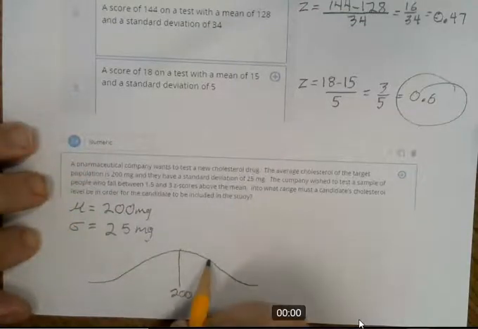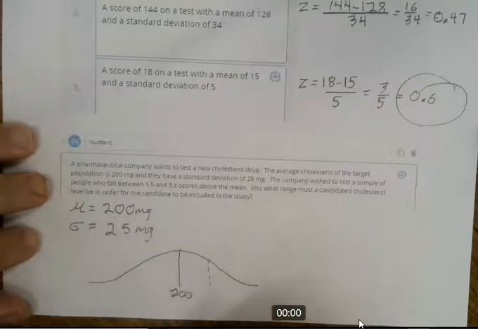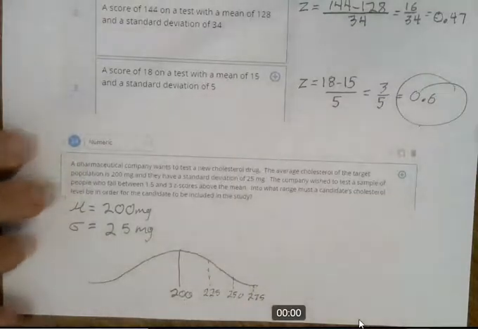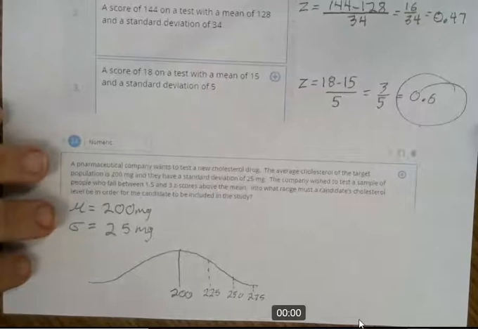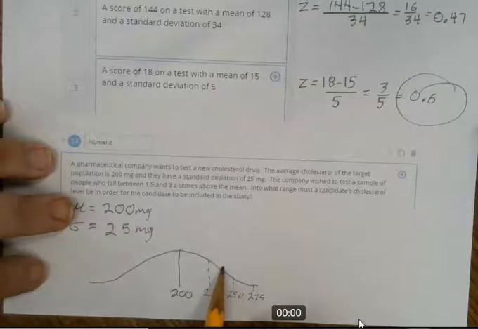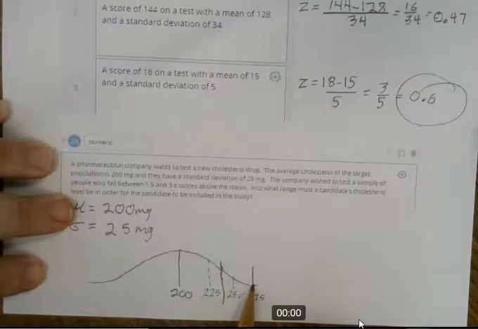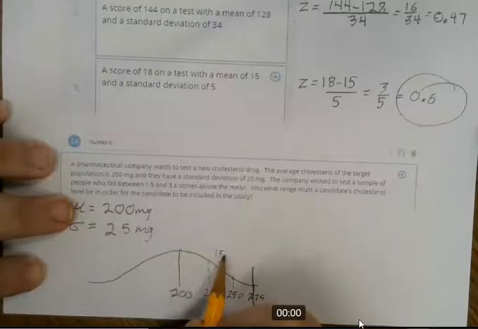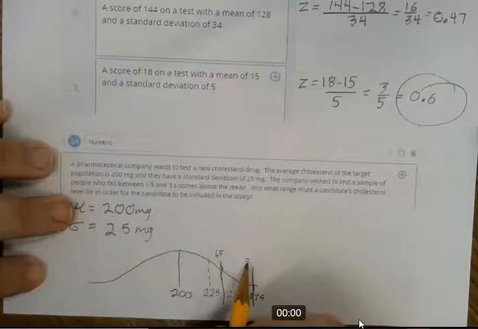So mean is 200. One standard deviation. Okay, there's 1, 2, 3 standard deviations. Okay, but what they want to know is between 1.5 and 3 z-scores. So here's 1, here's 2, so 1.5 is right here. I'm actually going to draw this up on the top. And 3 is going to be right here, 3 standard deviations. So this is 1.5, and this is 3.0.